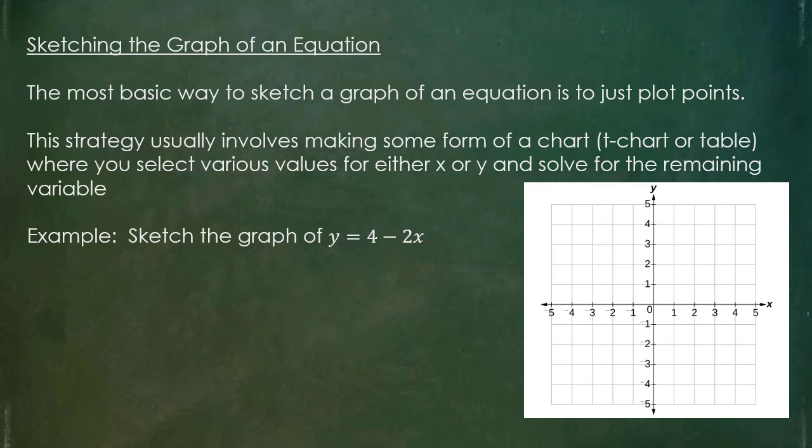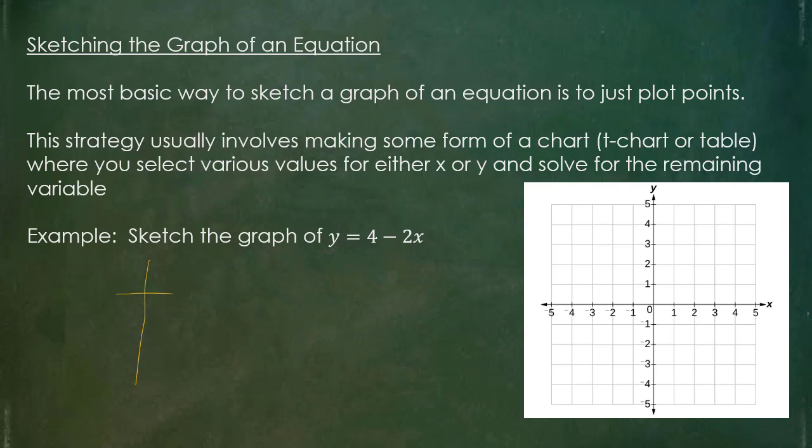But essentially the concept is you're either going to select x values or y values, depending on what looks easier to plug into, and then solve for whatever the remaining variable is. Then that collection of values would turn into a bunch of points, where again you would plot your x, y for each one of them, then connect with a smooth curve.